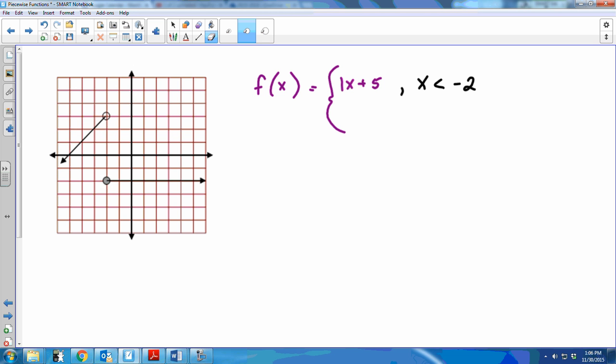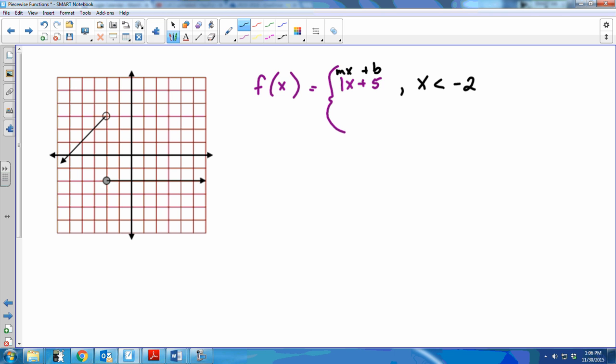Everyone clear on the first piece? What was the slope in black? What's in black? X less than -2? Yeah. That's the interval this happens on. This is still just mx plus b. Slope, y-intercept.